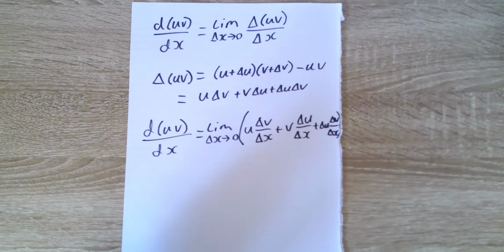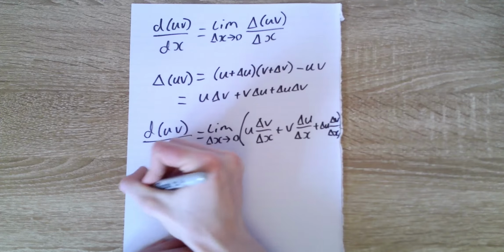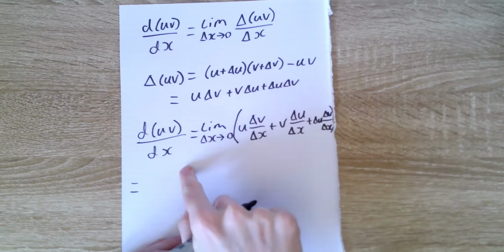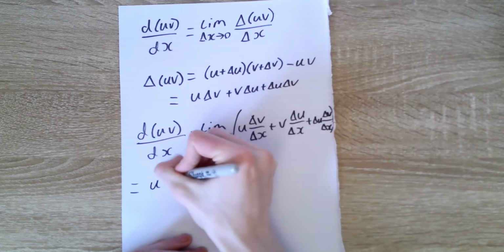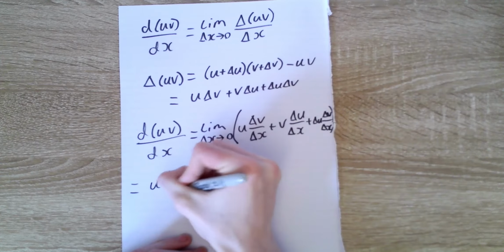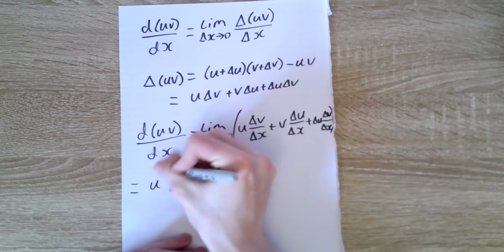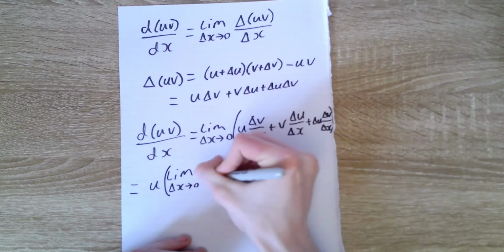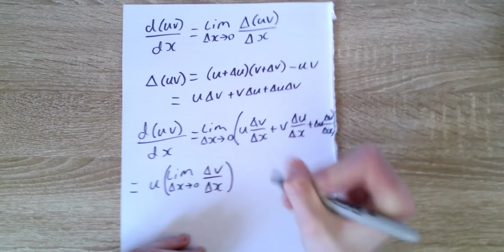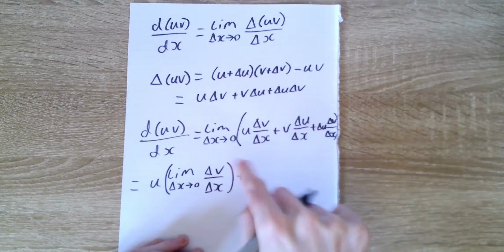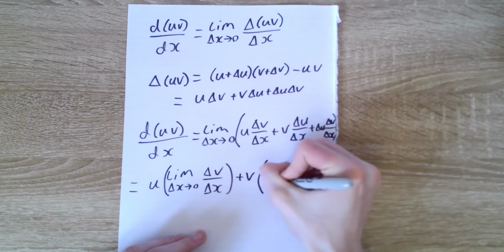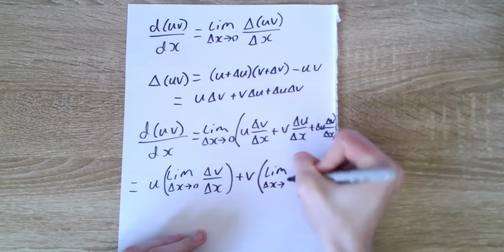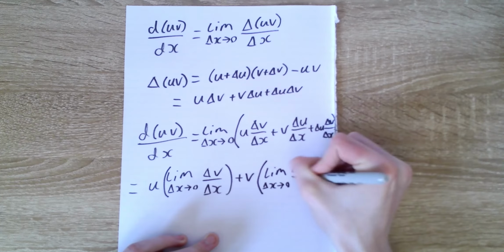Now, the limit of a sum is the same as the sum of the limits, so we can separate this out, and we can say it is equal to, well, first we can take the u out of the first one because it isn't changing. So we say u multiplied by the limit as delta x tends to 0 of delta v by delta x, and then plus, and we can do the same thing with this one, we can take out the v, so v multiplied by the limit as delta x tends to 0 of delta u by delta x.